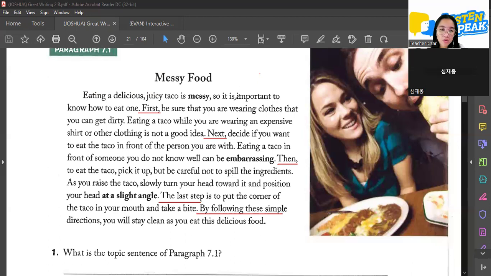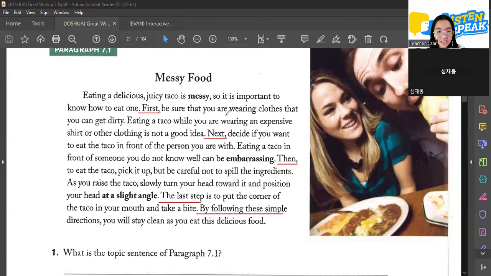That's why you need to remember some important things if you want to eat one. So first, you should be sure that you are not wearing expensive clothes, or you should wear clothes that you can get messy or that you can get dirty. Because if you wear expensive clothes and they get messy, it is a waste of money, because sometimes the ingredients of taco might stain your clothes.